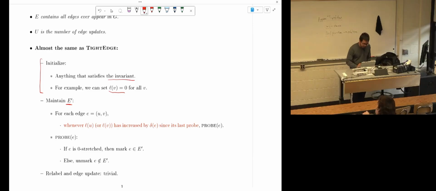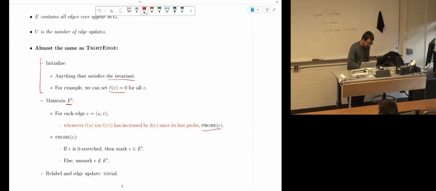And what do I mean by probe? I mean just check if it's stretched or not. If it's stretched, then mark it. If it's not stretched, then unmark it. It's just that we don't check this every time. We just check it every time that the level has increased by some amount, which is delta.